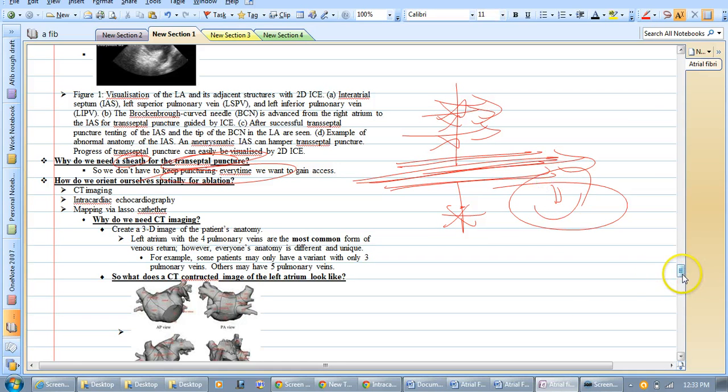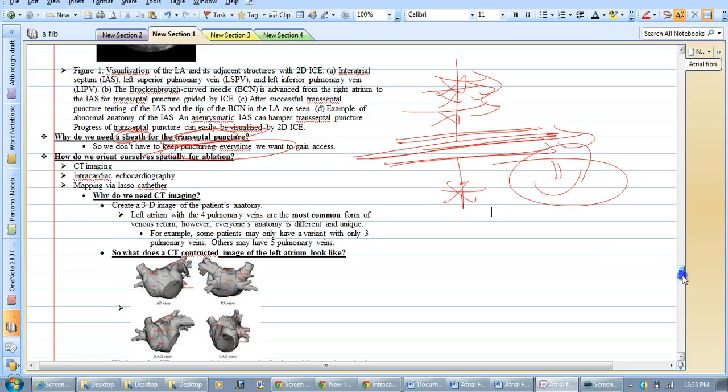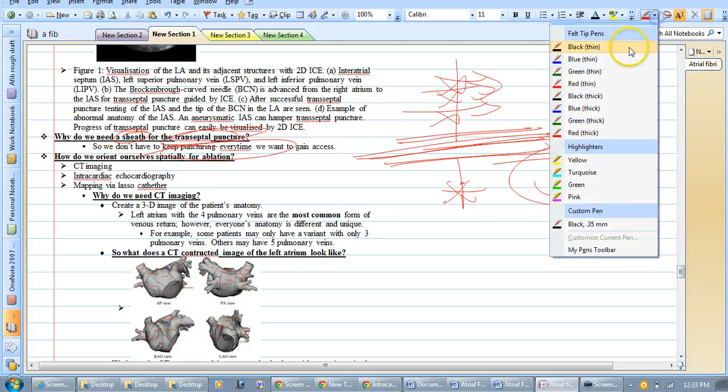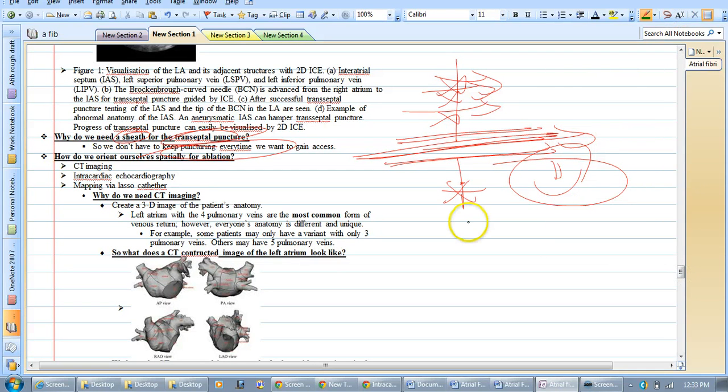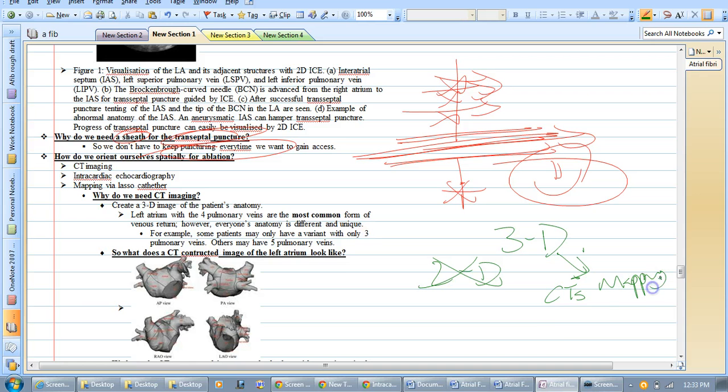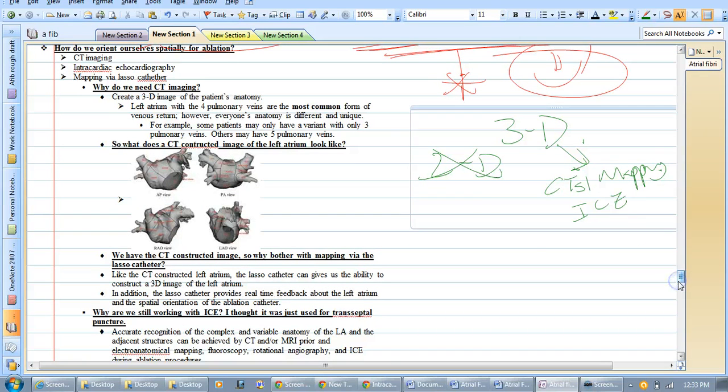All right, so as mentioned above, how do we orient ourselves spatially for ablation? As I talked about before, the left atrium is a 3D object, which historically has been seen from a 2D aspect, but we're no longer doing that. With the advent of technology, we're utilizing CTs, we're using mapping via lasso, as well as ICE, to really narrow down and have a targeted, specified approach to ablation, right?